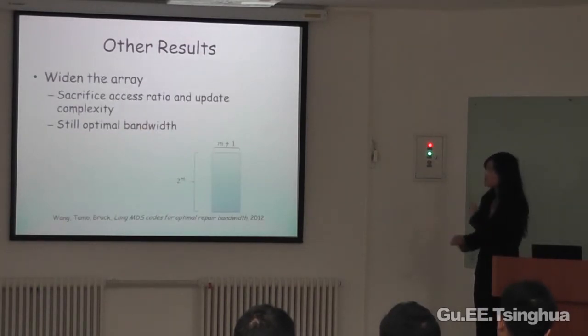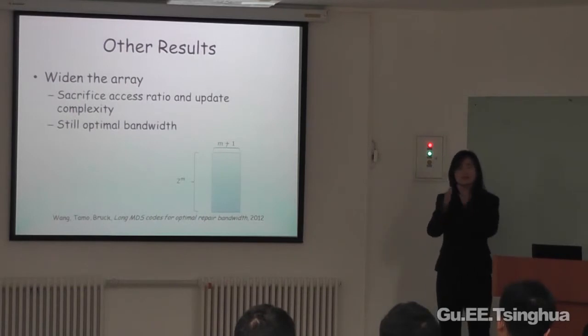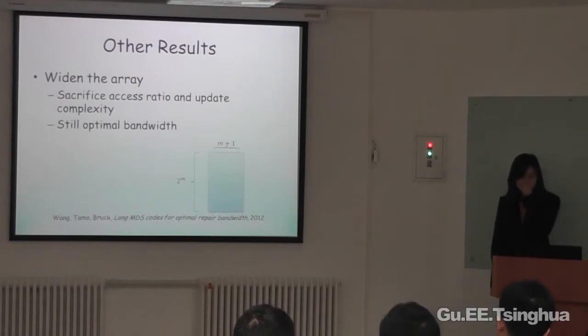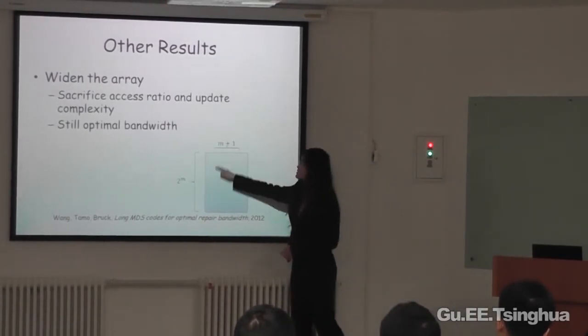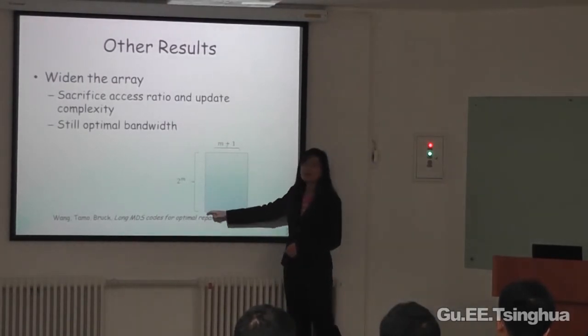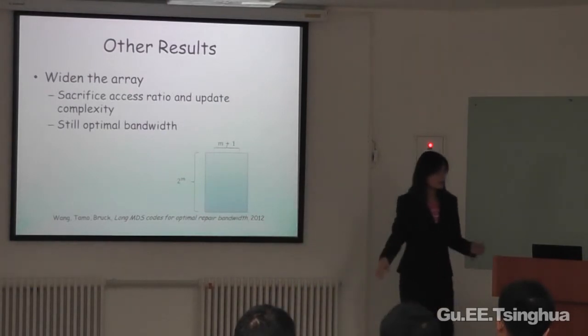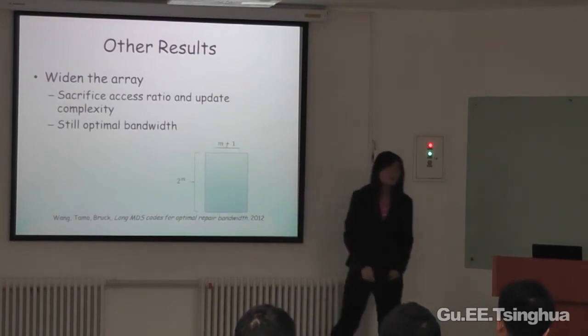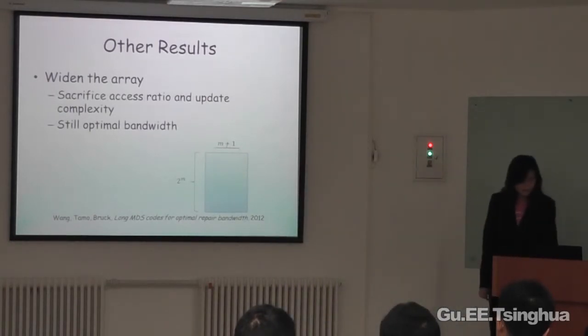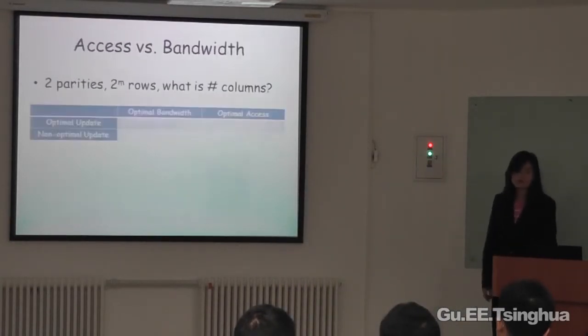And in the end, we also asked the question, the array is narrow, but can you sacrifice some of the good properties and make it wider? And we were able to do this. However, this kind of array is still exponential times some constant times n for a small number of parities.